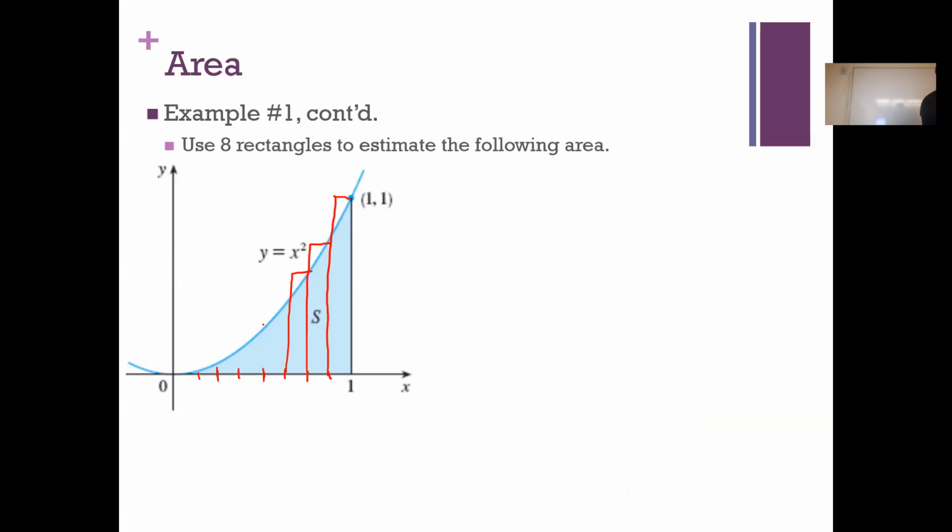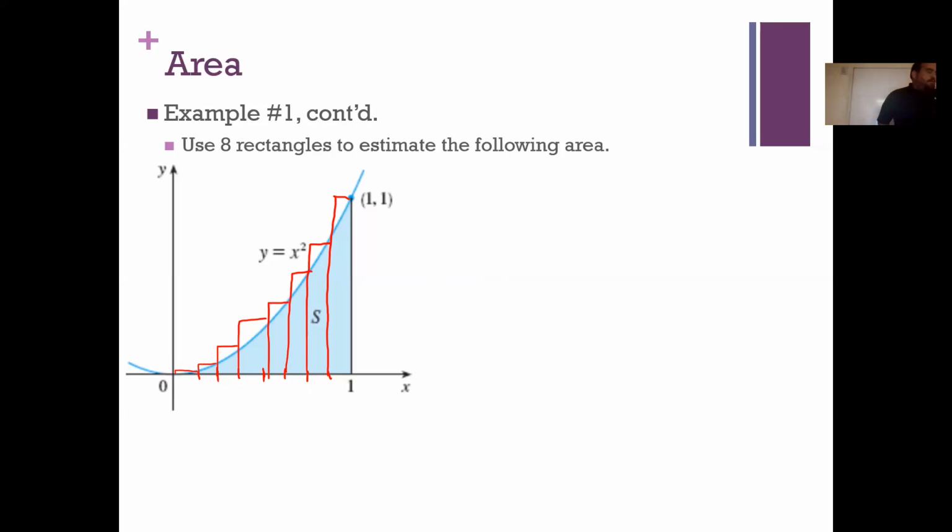Do we still agree that I'm going to have an overestimate? Yes. Is it going to be as much of an overestimate as last time? No. Why not? It's getting to be more exact. Right. So those white spaces there, I'm making those smaller. What if I were to use 16 rectangles? What would happen to my estimate then? It'd be even closer. It's still going to be an overestimate, but I'm getting even closer.